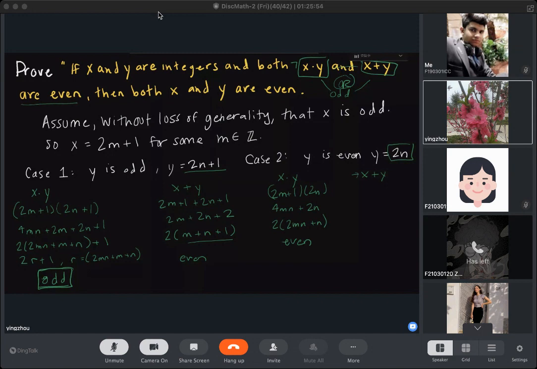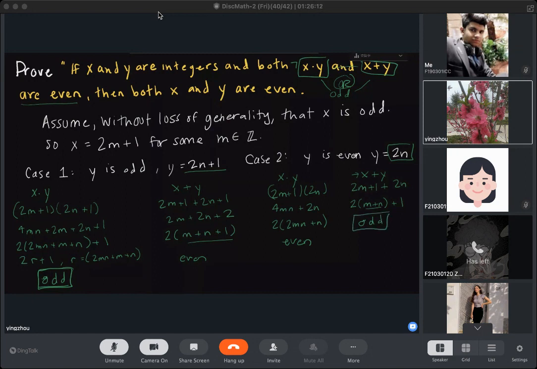X plus y would be 2m plus 1 plus 2n. I could rewrite that as 2 times the quantity of m plus n plus 1. And again, I could rewrite that in another way, but this is clearly an odd number.